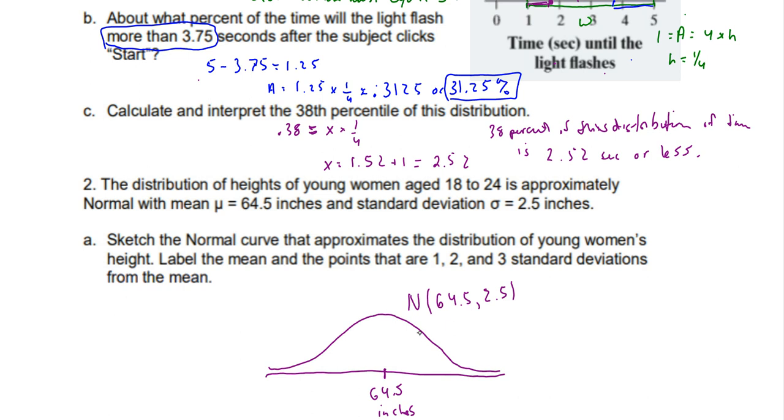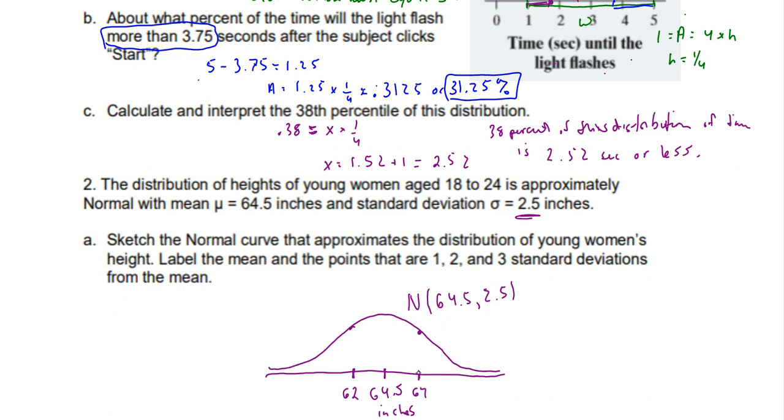Now we're going to go one standard deviation away. Now that one standard deviation away is on average going to be 2.5 from the mean, on either side. And so we're going to take our 64.5 and add 2.5 to that, and we're going to have 67 inches. And then we take our 64.5 and subtract 2.5 from that, and we get 62 inches.